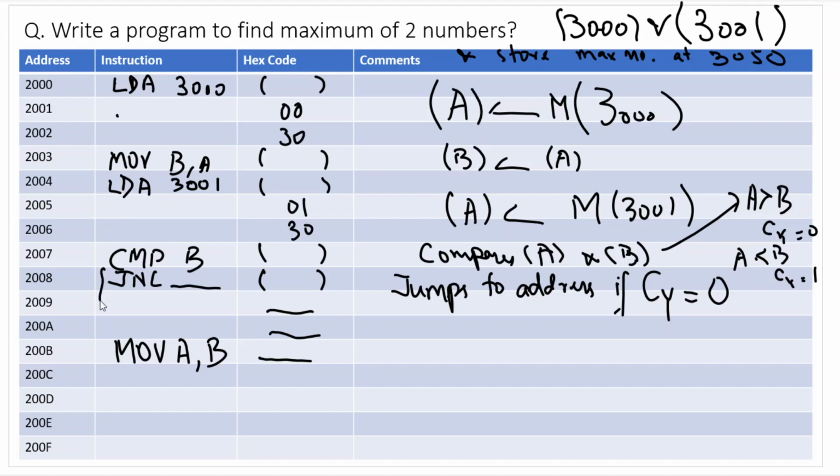Now this instruction, I am writing JNC address. So jump to address, that address I am not specifying right now, if carry is equal to 0. If carry is equal to 0, that means A is greater than B. That means A is already carrying the maximum number. If carry is not equal to 0, that means carry is equal to 1, then it will simply move to the next instruction. And carry equal to 1 means that A is actually less than B. That means B is actually carrying the larger number.